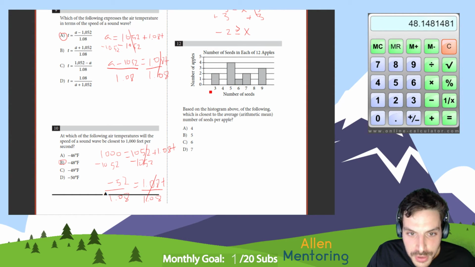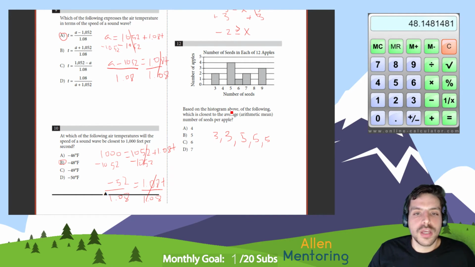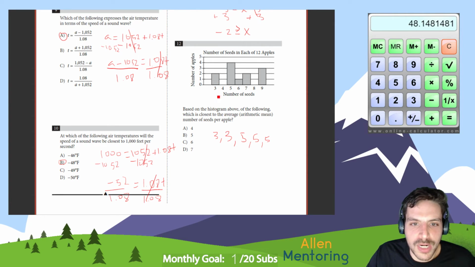So if we were to find out just the total number of seeds, right, we see that we can write these out as such. We have 2 apples that have 3 seeds, so we'd write these out as 3, 3. Then we have 4 apples that have 5 seeds, so it'd be 5, 5, 5, and so on and so forth. So just to make it a little simpler, right, we can just multiply the number of seeds times the number of apples. So we have 2 apples with 3 seeds, this would be 6. We have 4 apples with 5 seeds, this would be 20.